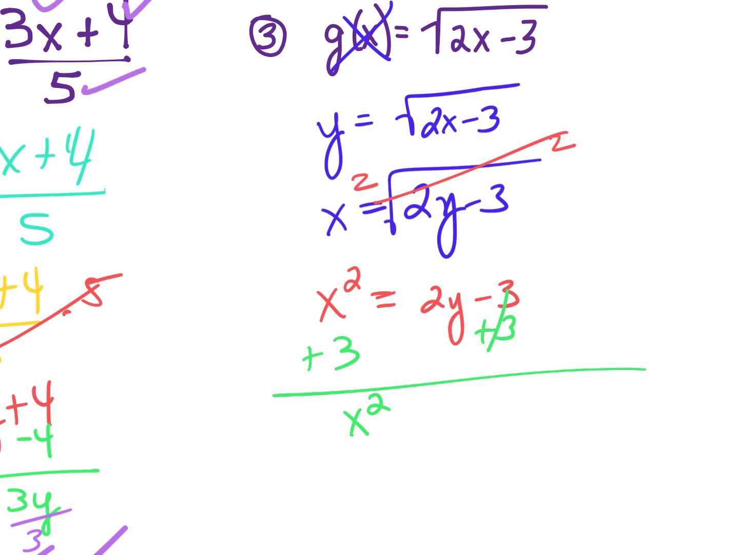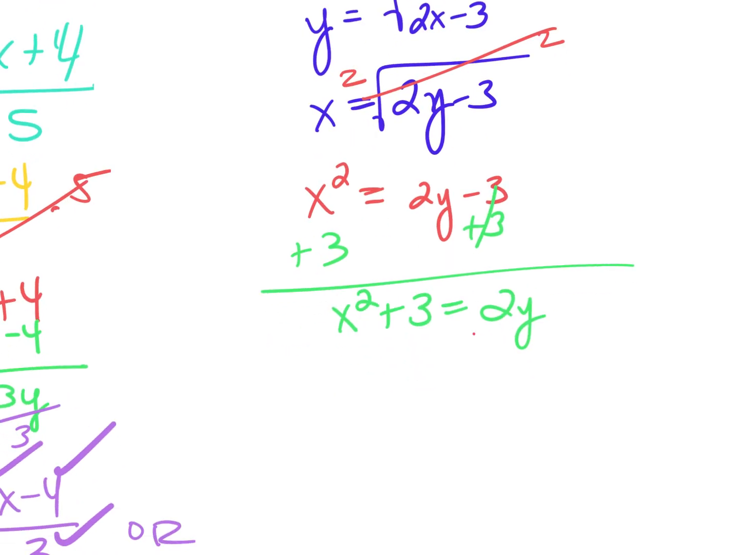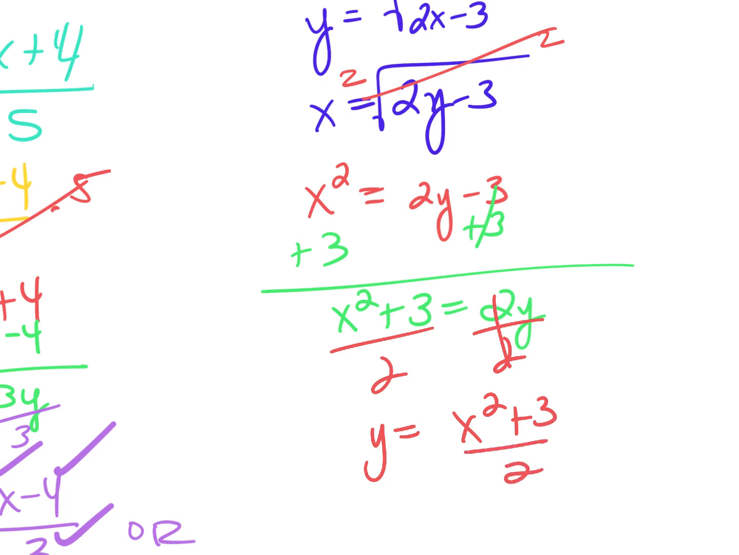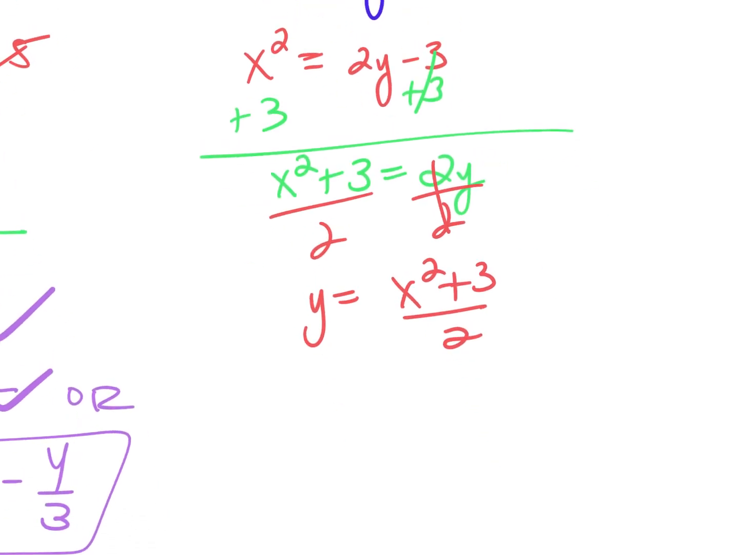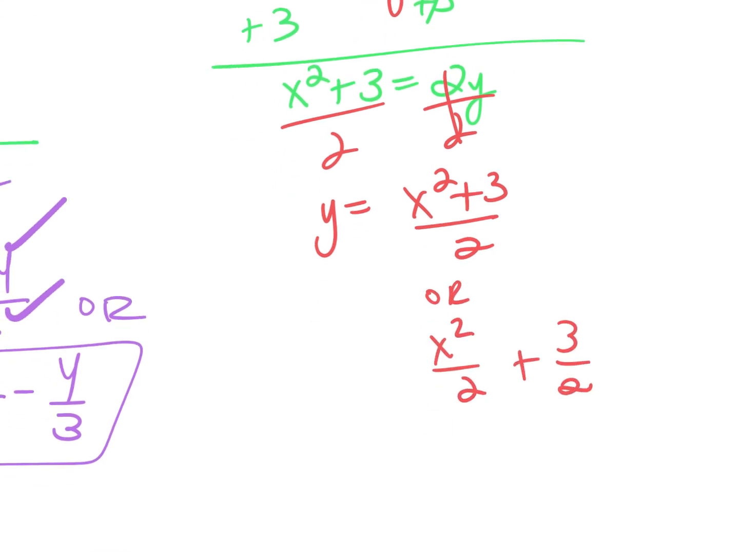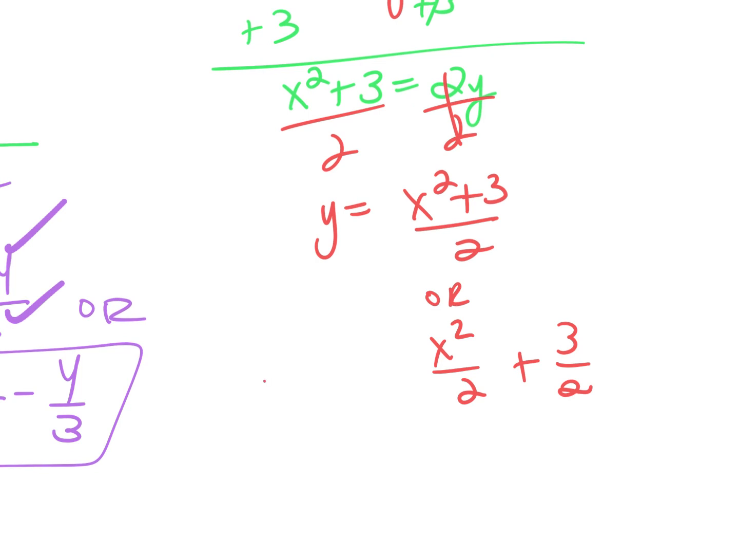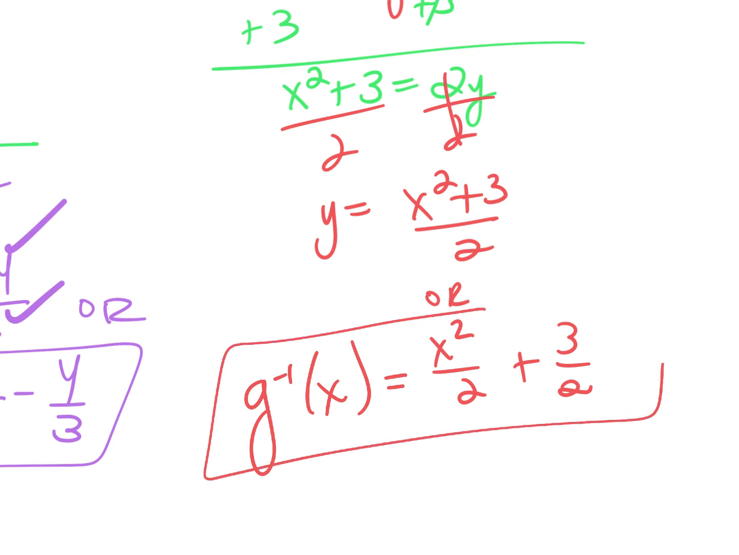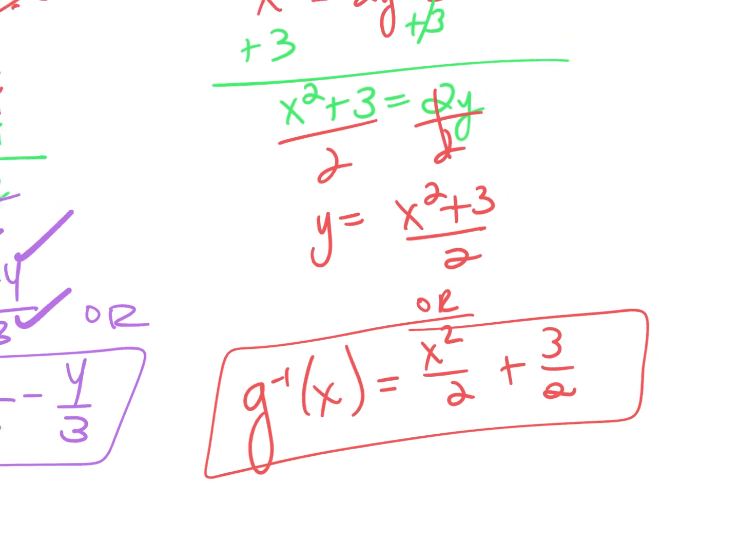So x squared plus 3 equals 2y. And now what? Divide by 2. So y equals x squared plus 3 divided by 2. Or, if you guys want, x squared over 2 plus 3 over 2. That's fine as well. But what notation needs to go there? G negative 1 of x. Whatever letter you start off with is what you need. You do not have to separate it if you don't want to. But again, go back and check.